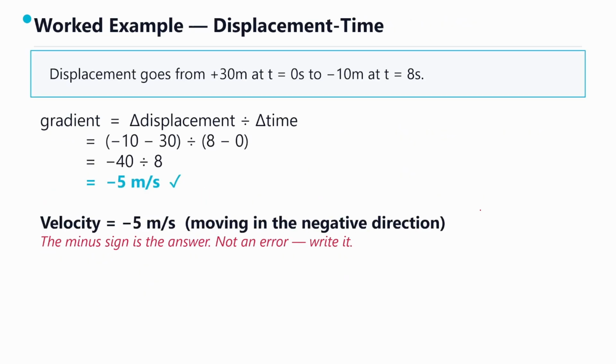So here's a real example. The displacement goes from positive 30 meters at t equals 0, to minus 10 at t equals 8. So the gradient, you find the change in y, which is minus 10 minus 30, which is equal to minus 40, and the change in x, 8 minus 0, that's just 8, divide those, you get minus 5. So the velocity is minus 5 meters per second, not 5, minus 5. The direction is built into that sign.